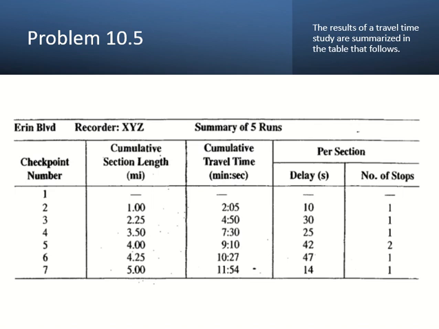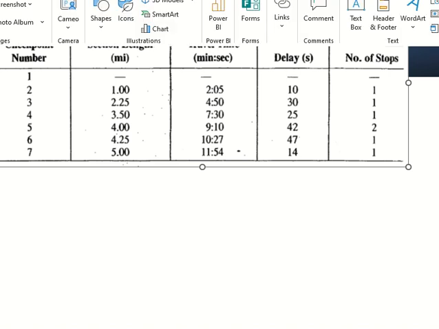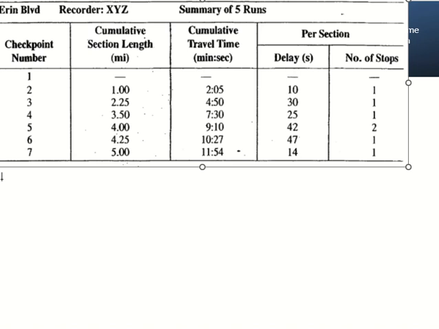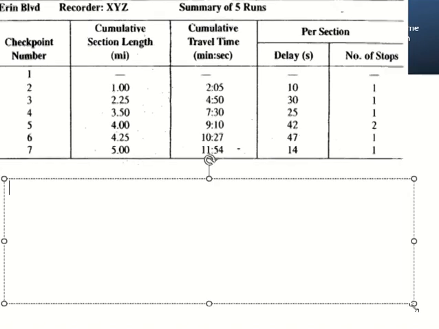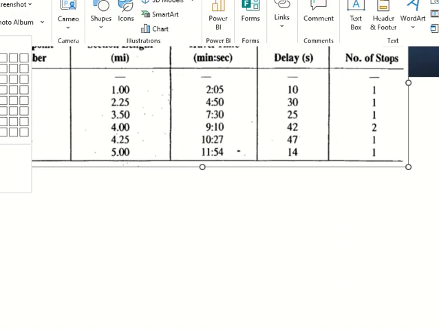Then we have delay and number of stops, which is given per section. So that means between 2 points. So this 10 seconds of delay and 1 stop is between these 2 points. This 30 seconds of delay and one stop is between points 2 and 3. Clear? What we need to do with this data is just do the first step. We have to find out the travel time, the travel speed and running speed for each section.